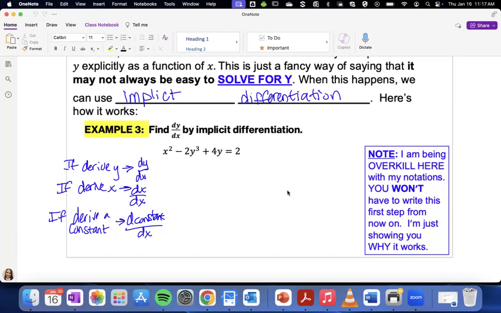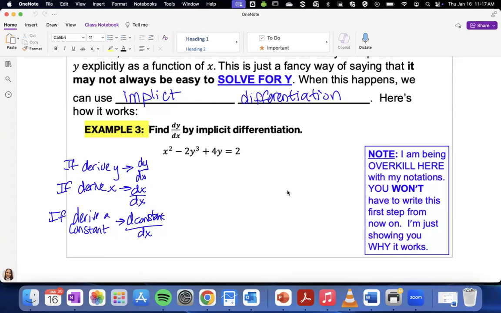Okay, so let's try this one. Looking at this, is it easy to isolate y? No, it's all gross and mixed up. And so I think I see all independent terms. Is it easy to take the derivative of every part of that? 100%. It's really easy to take the derivative of each term there.